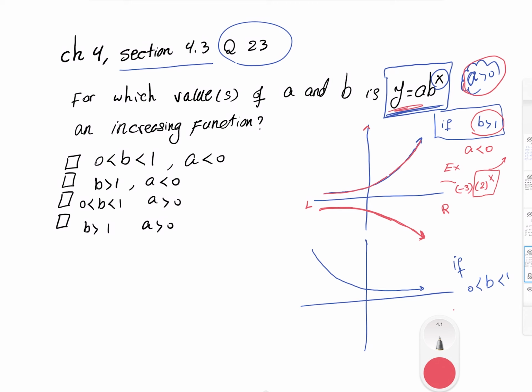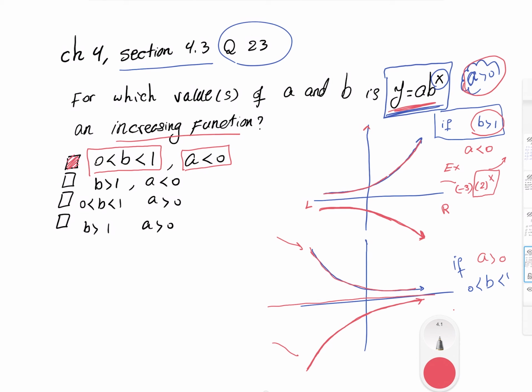So now back to this example. We are looking for an increasing function. So b is between 0 and 1. That means the graph decreases if a is greater than 0. But here they said a is less than 0. So if a is less than 0, this graph will reflect over the x-axis. It will be something like this. Now when we are reading the new graph from left to right, the graph is going up, so it's increasing. So this is one of the solutions.